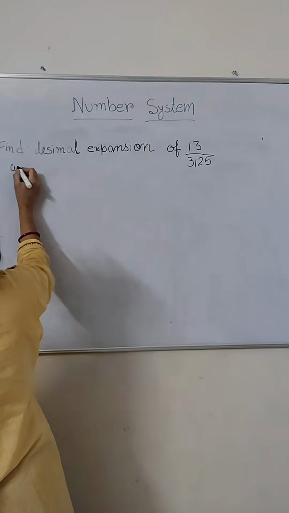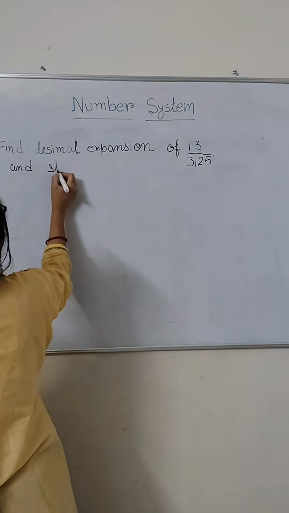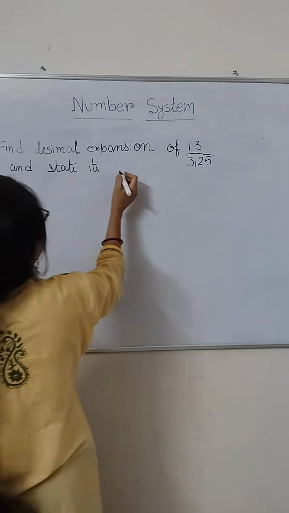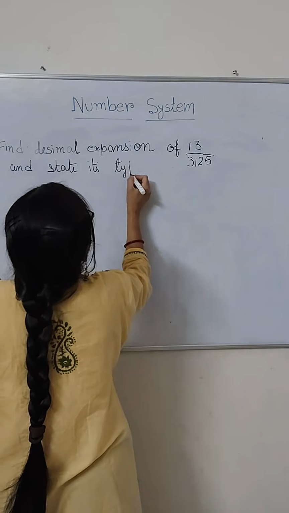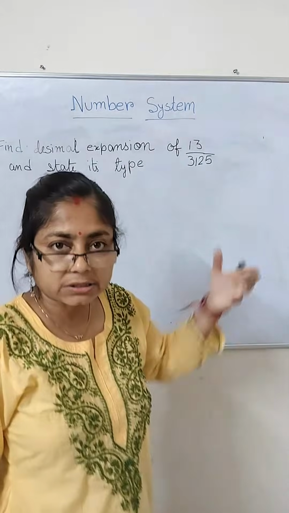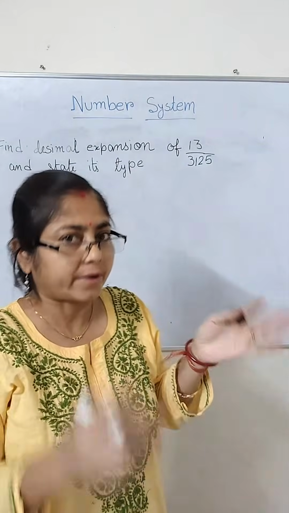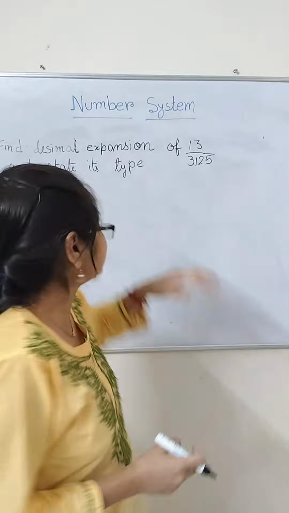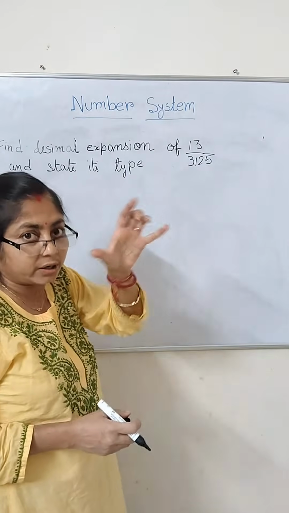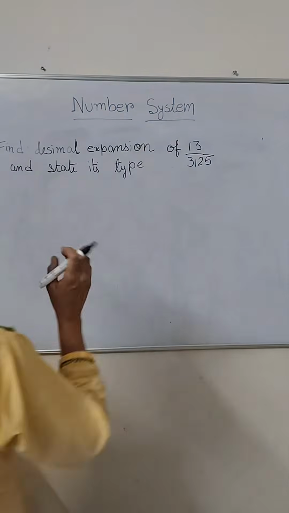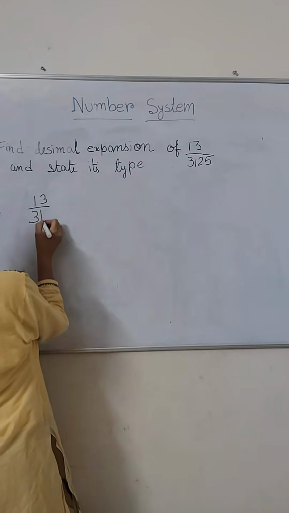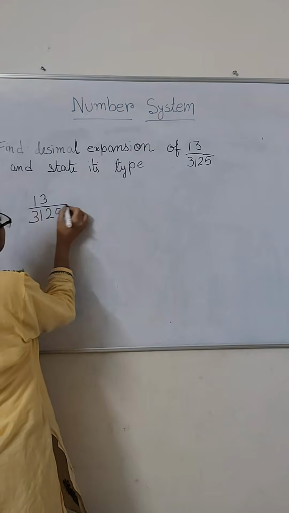And state its type. Means I give a fraction, you change it into the decimal. It's a very normal thing. But where is the trick? When you find out the type, at that time I tell that trick. What is the trick? You just normally divide it. 13 divided by 3125. You just normally divide.